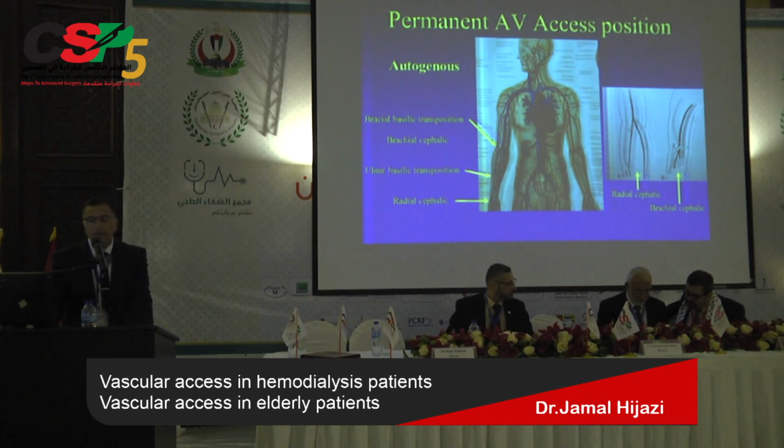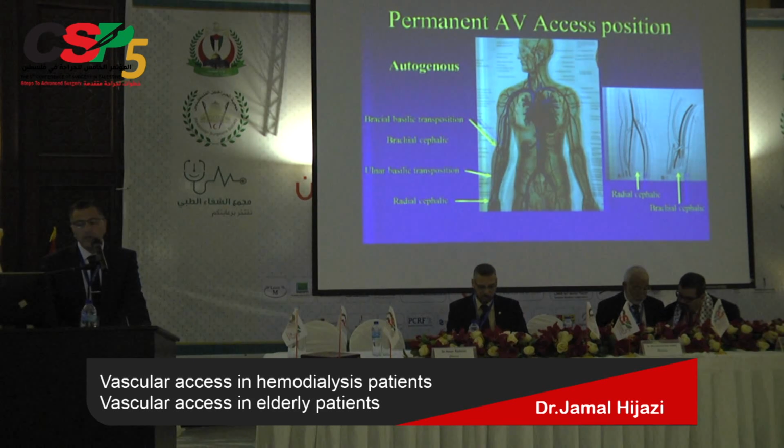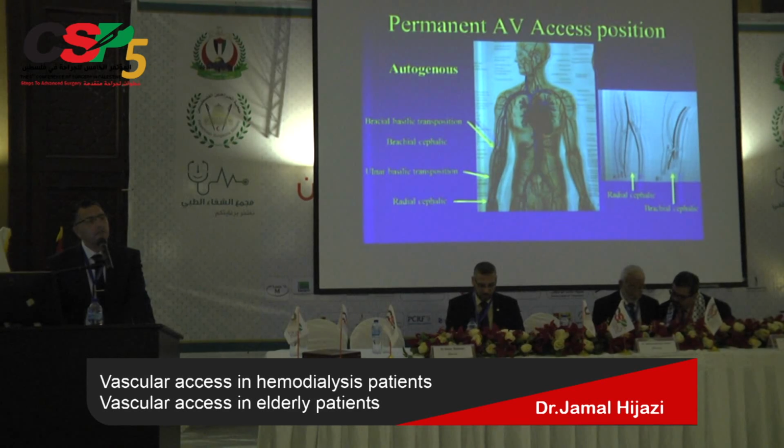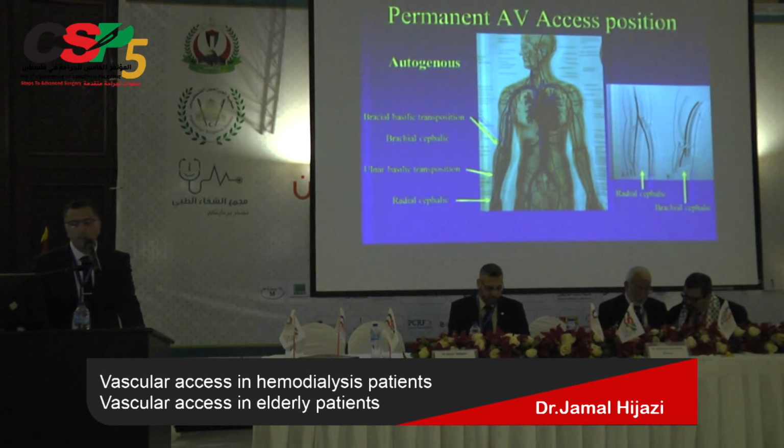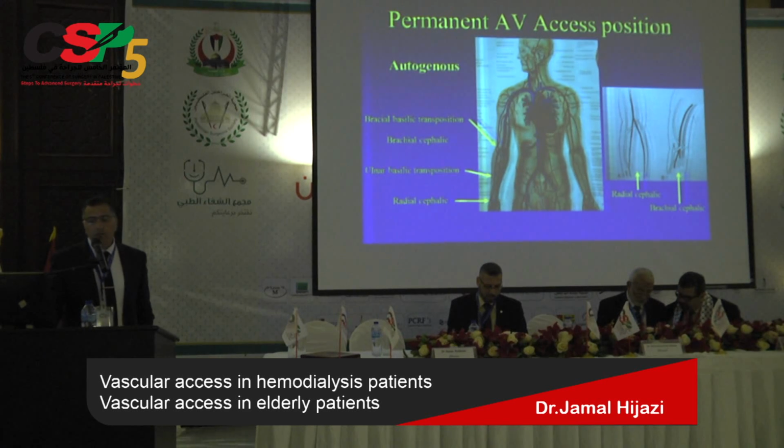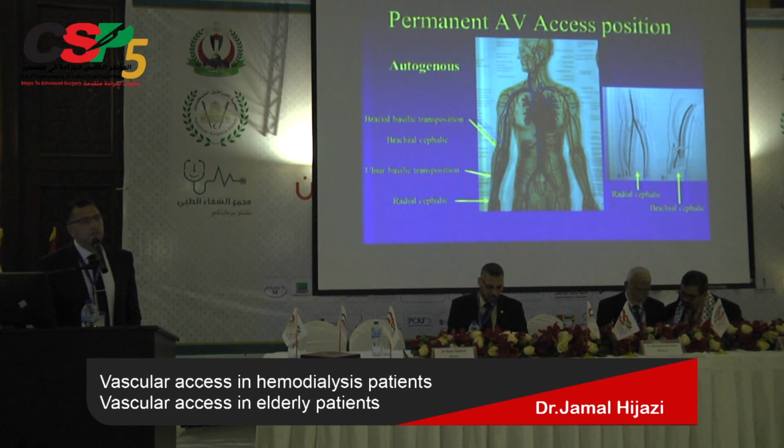About the autogenous graft, there's a forearm and arm graft. For example, we prefer all the time to do distal autogenous grafts like radiocephalic. The second choice for us is a brachiocephalic because of the superficial vein. It's better to do, and it's an easy and quick surgery.